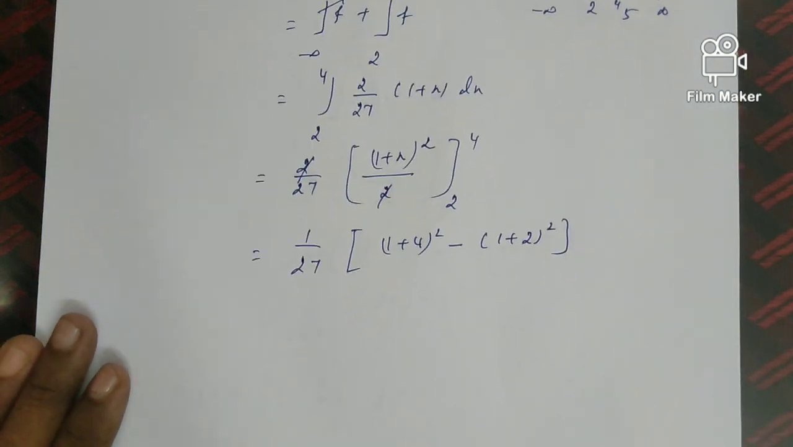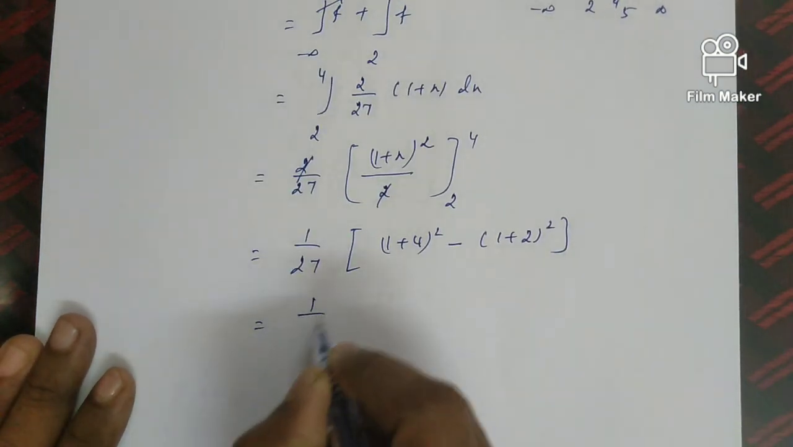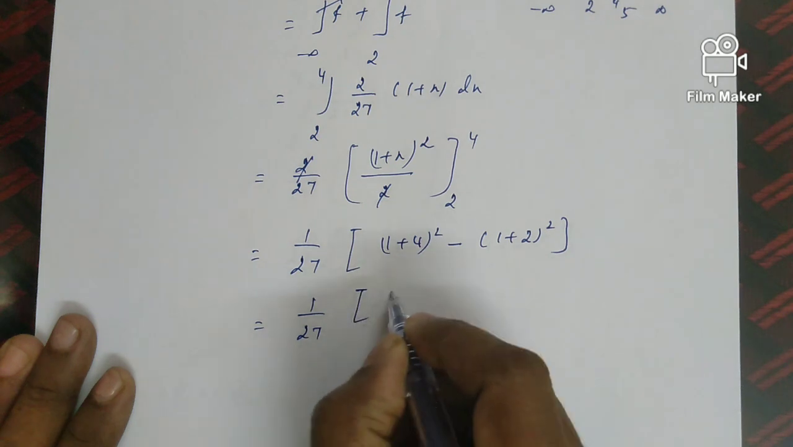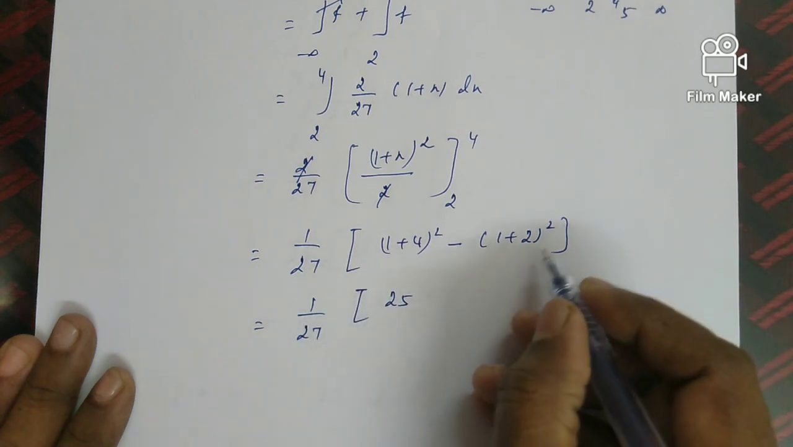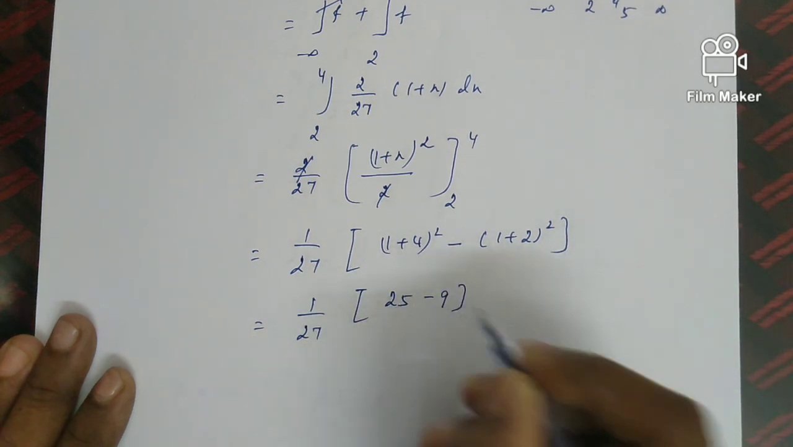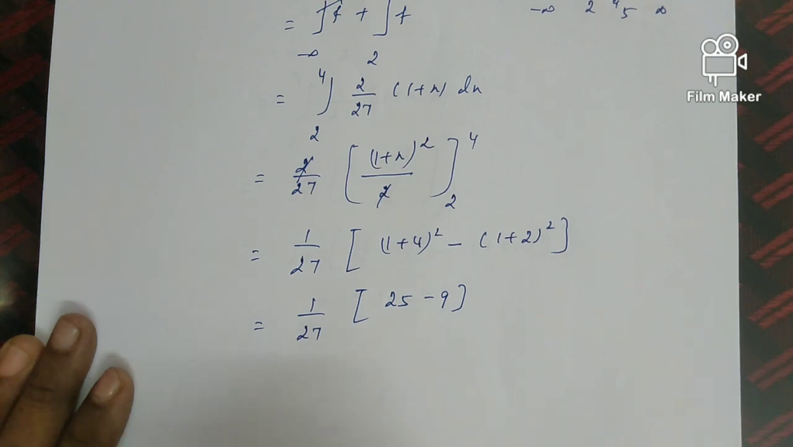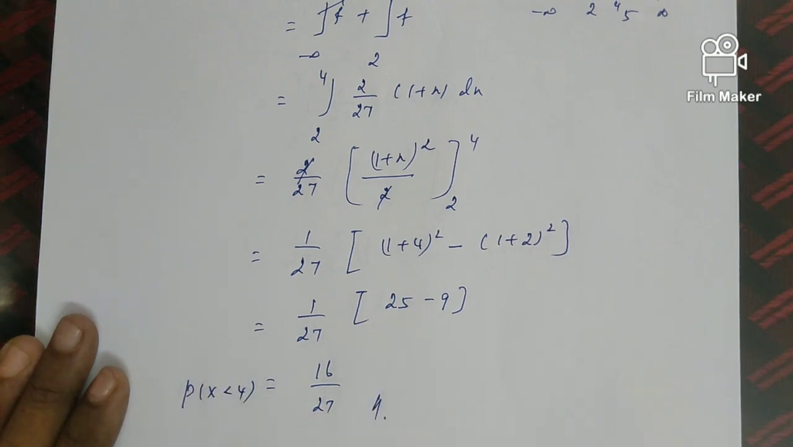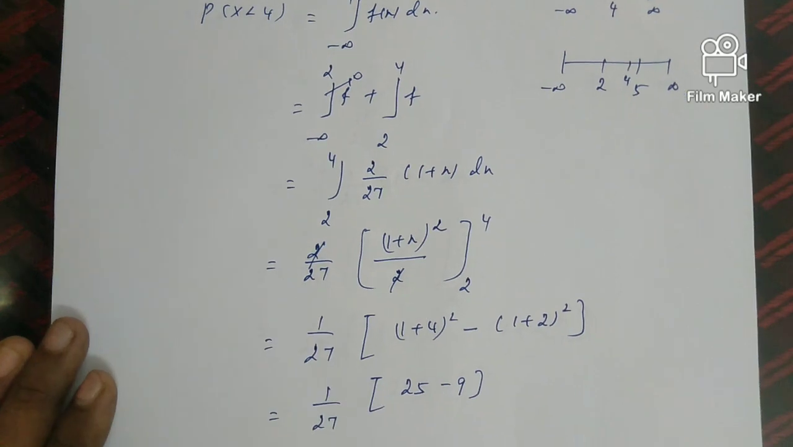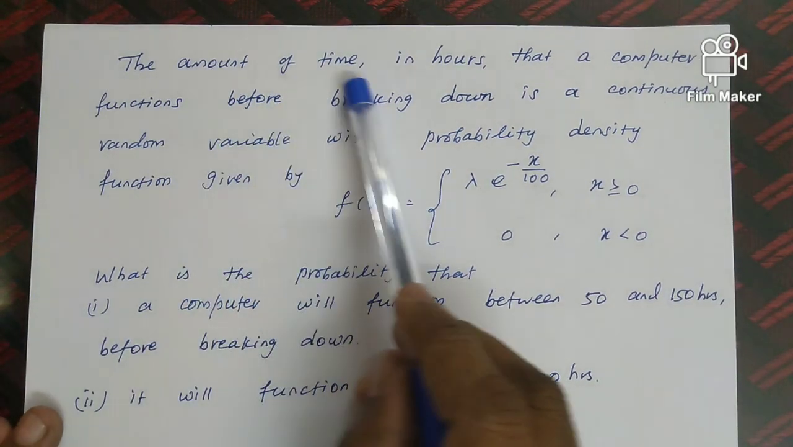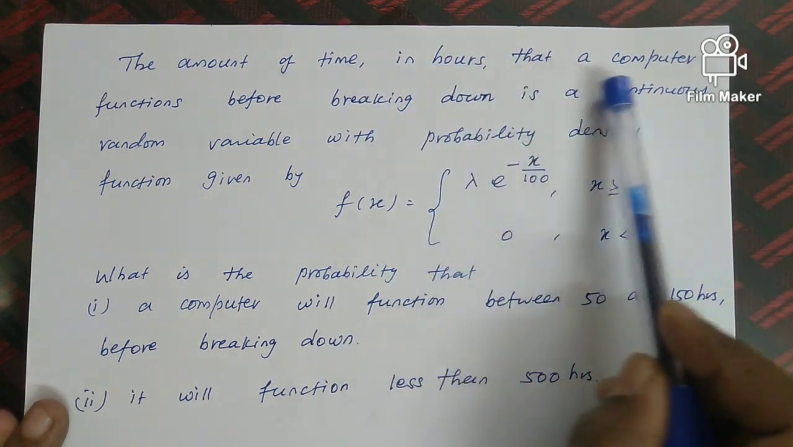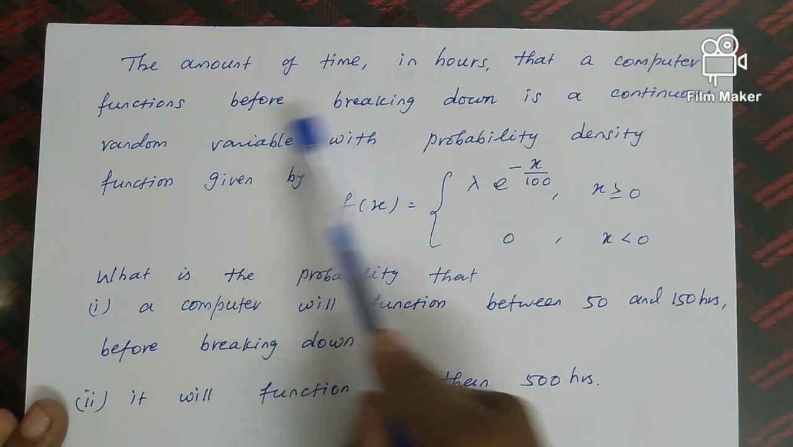1 plus 4 means 5. 5 square is 25. So 1 by 27 into 25. 1 plus 2 means 3. 3 square is 9. So 25 minus 9, that means 16 by 27. So our p of x less than 4 answer is 16 by 27.